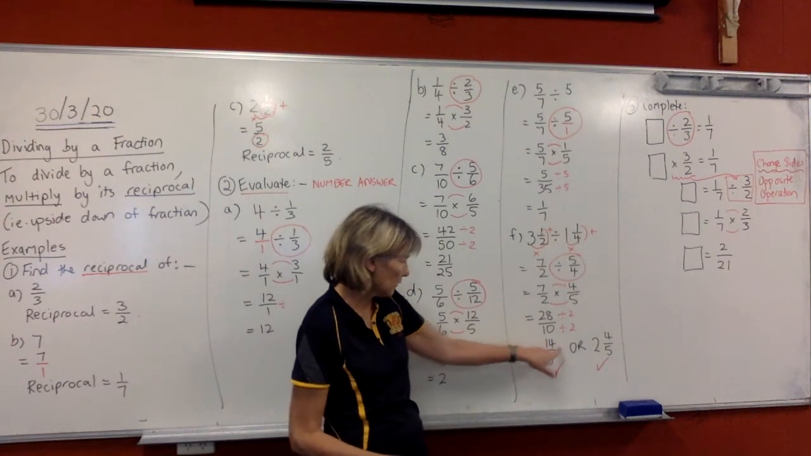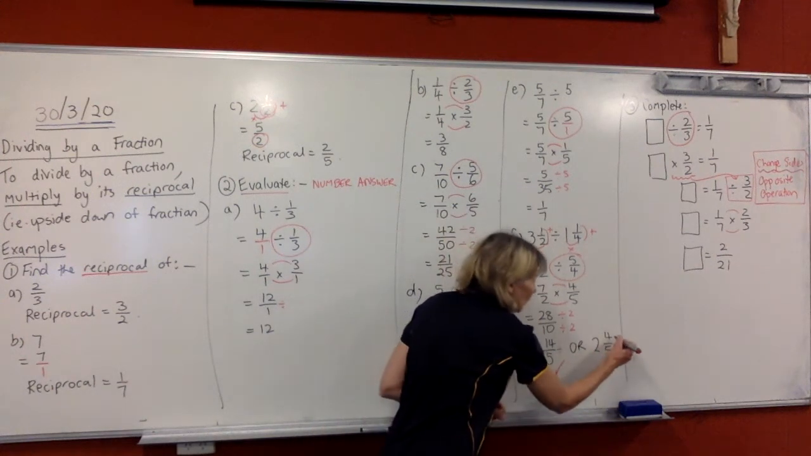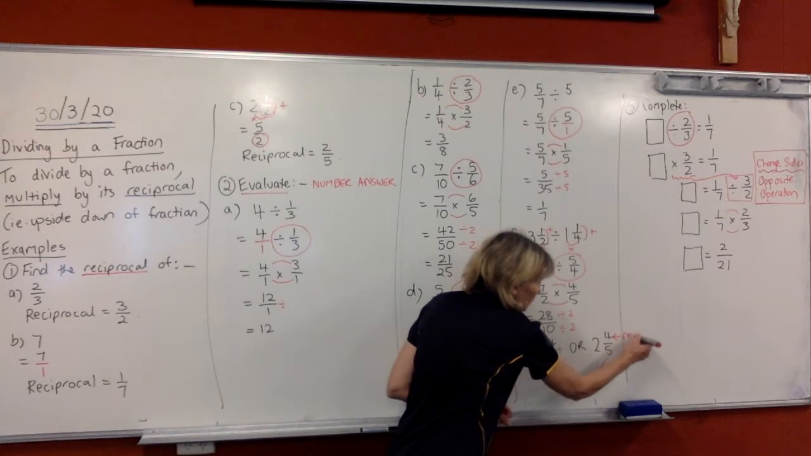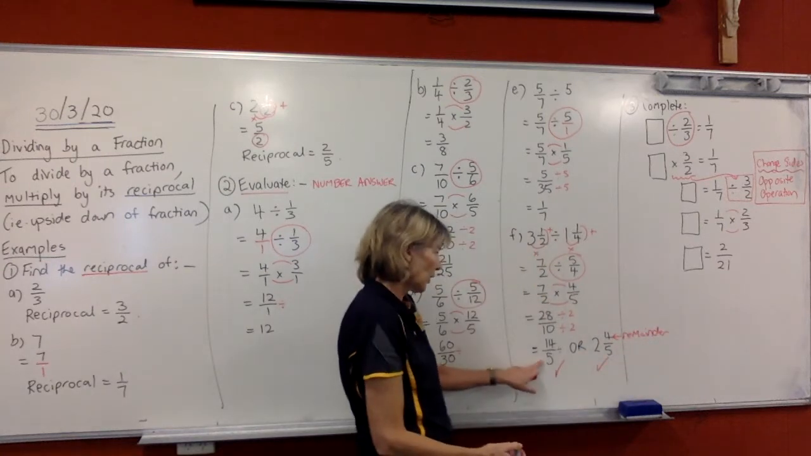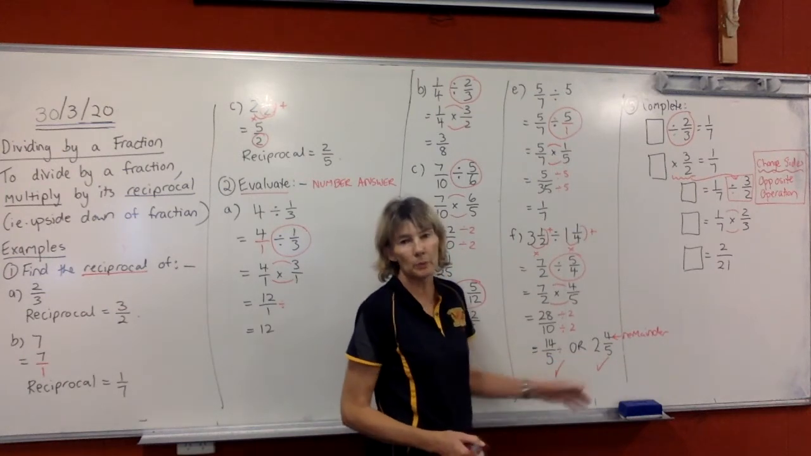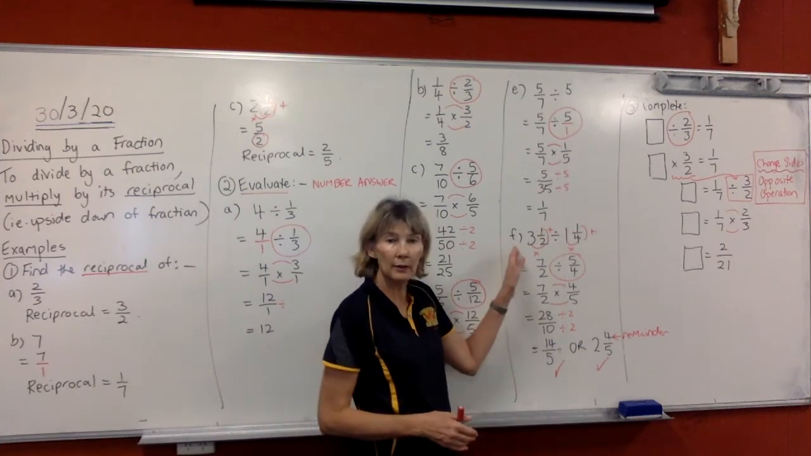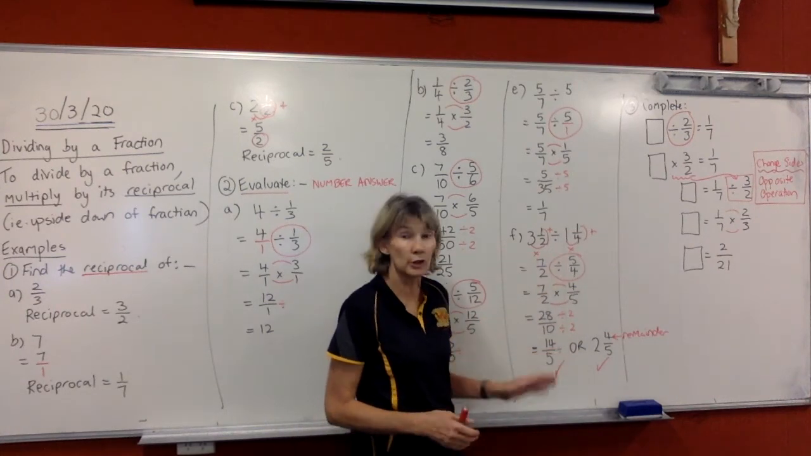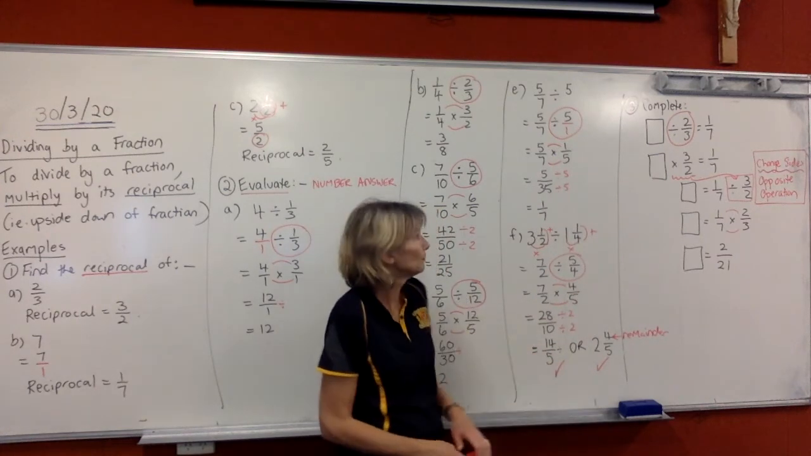Okay, so 14 divided by 5 is 2, remainder 4. And the number that you're dividing by stays on the bottom. Okay, so either one of those would be marked correct. Just be careful though, in case the question does say evaluate writing your answer as a mixed numeral, in which case you would have to give the mixed numeral answer.